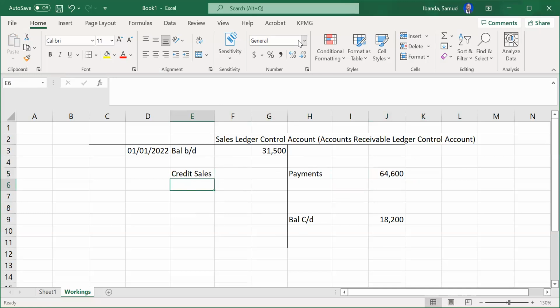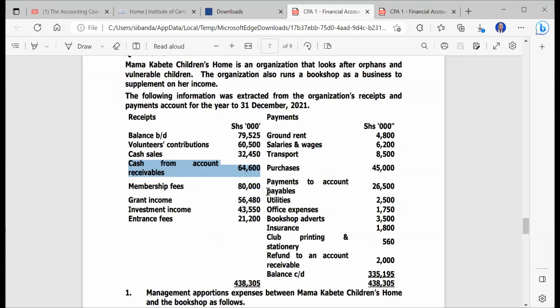Now, remember, why we drew up this is we want to determine credit sales. But with the control accounts, there are other things that could either increase our balance or reduce our balance. I want you to look at this: refunds to an accounts receivable. What does this mean? Does it increase your balance or reduce your balance? Any volunteers? It reduces our balance.